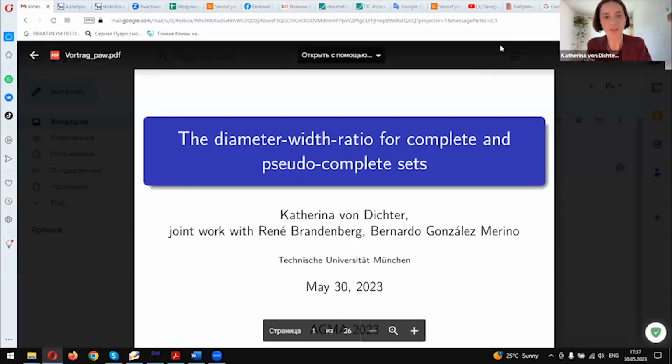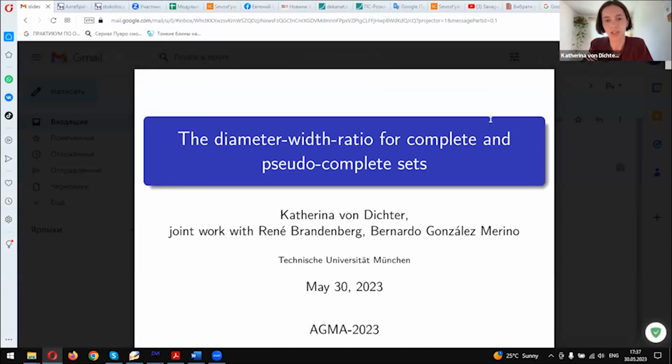So I would like to talk about the diameter width ratio for complete and pseudo-complete sets. This is a joint work with my advisors, Renan Brandenberg and Bernardo González Merino, which I did during my PhD at the Technical University of München.